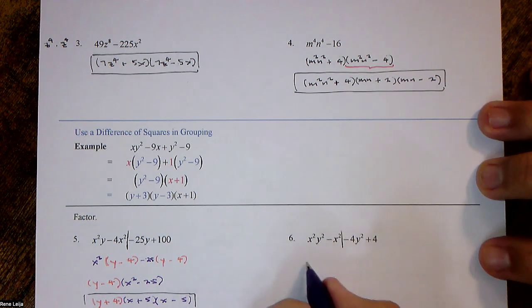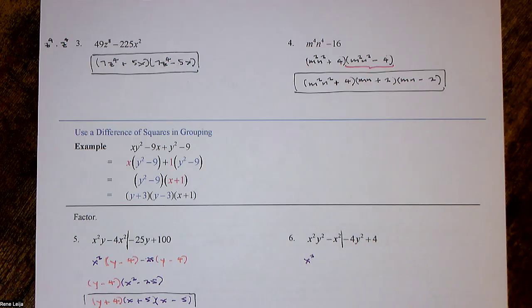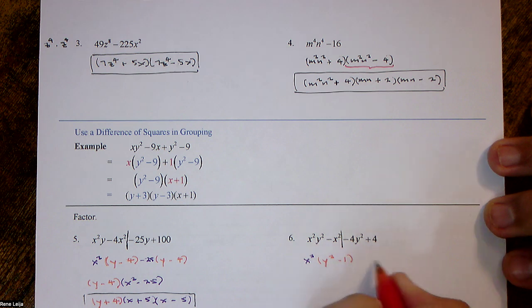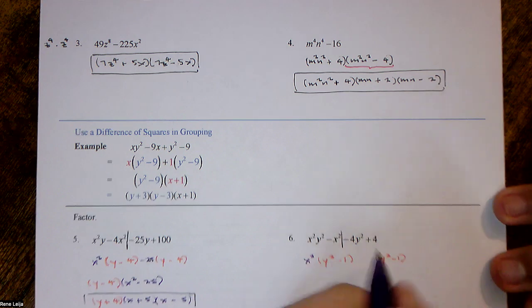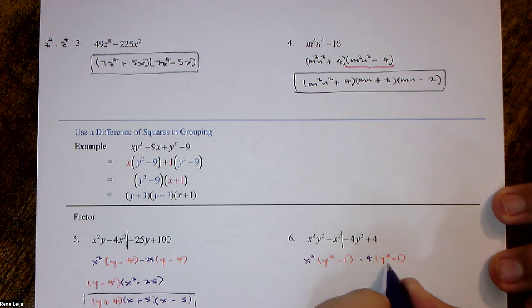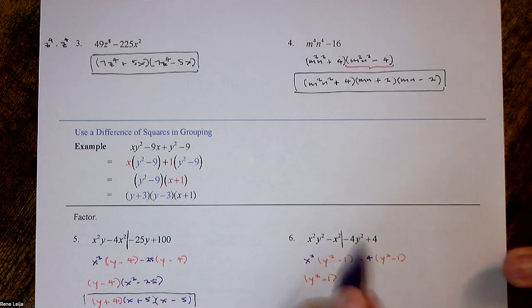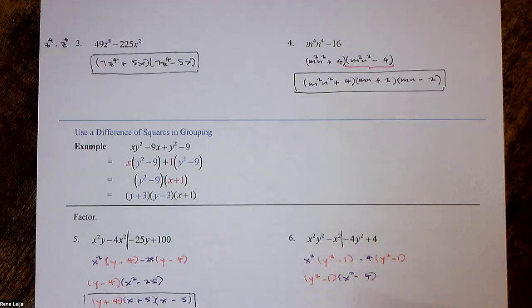All right. So I'm going to take out an x squared, and I'm left with y squared minus 1. So the y squared minus 1 has to repeat. I'm going to take out a negative 4. Y squared times negative 4 gets me the negative 4y squared. Negative 1 times a negative 4 gives me a positive 4. Okay, so now we have y squared minus 1 times x squared minus 4. Wow.